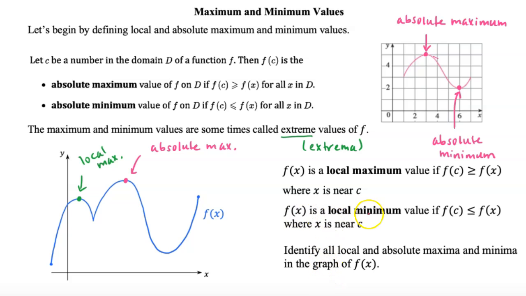All right, f of x is a local minimum value if f of C is less than or equal to f of x where x is near C. So now let's look at our minimum values. So I'm looking for my valleys. Right here at this point, can I see that my y value is smaller here than it is to the left or to the right of this point? And so this is a local min.